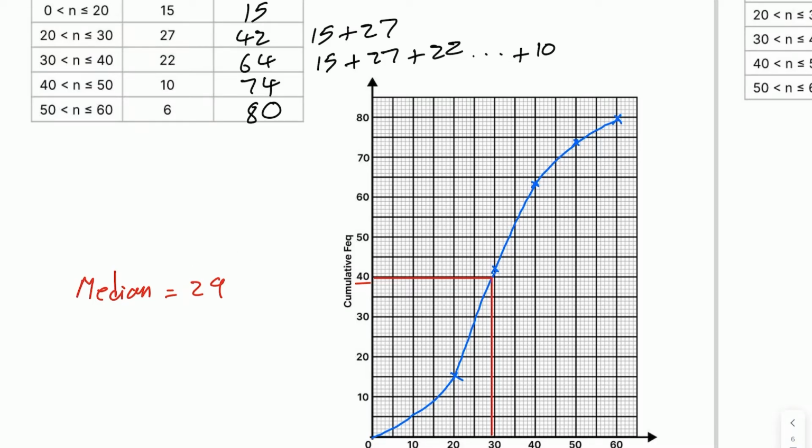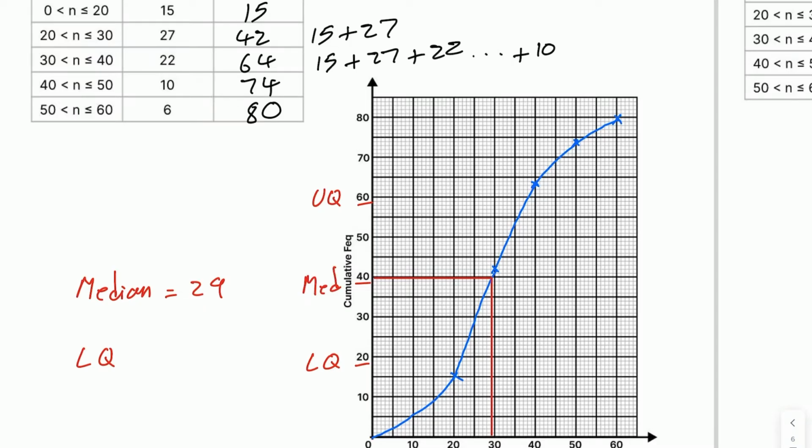Now, to find the lower quartile, the lower quartile is a quarter of the total. It's the same as halving and halving again. So if this was the median, the lower quartile is that value there. Okay, so the lower quartile is the same as dividing the total by 4. And then the upper quartile is just adding the lower quartile, which is 20, to the median. So if I just label them on, the upper quartile is there, the lower quartile is there, and the median is there.